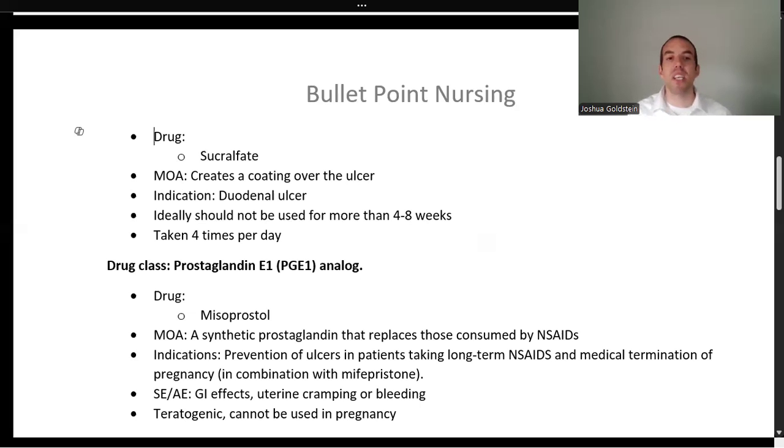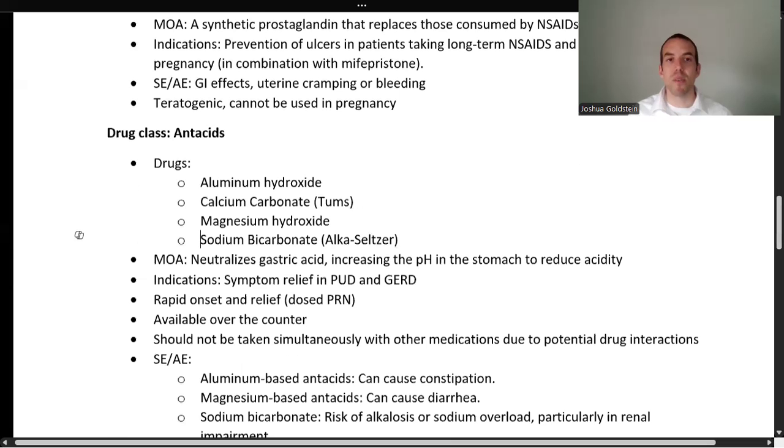The side effects of this medication are GI effects plus uterine cramping and bleeding, because we said this is a very powerful reproductive health medication. This is absolutely teratogenic because this does induce abortions in pregnant females. And again, this is the abortion drug in the United States, in addition to being used today in GI for patients that are at risk of long-term NSAIDs.